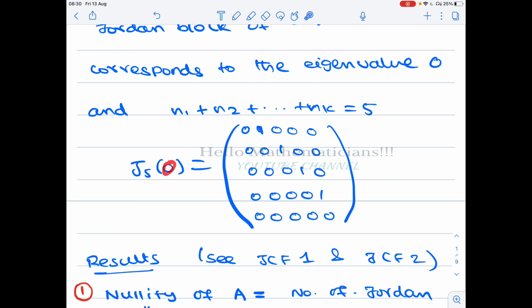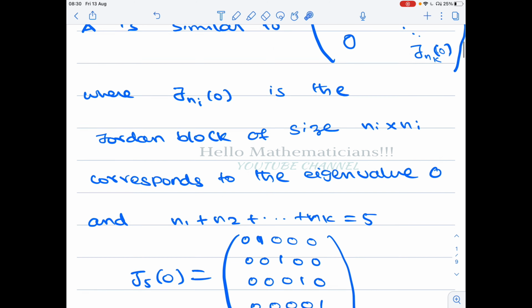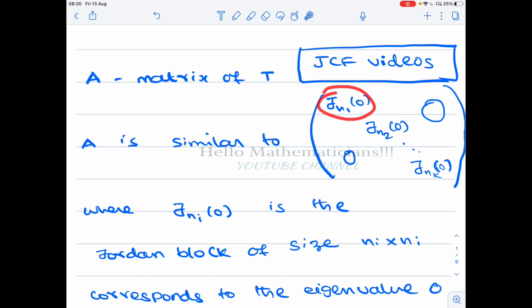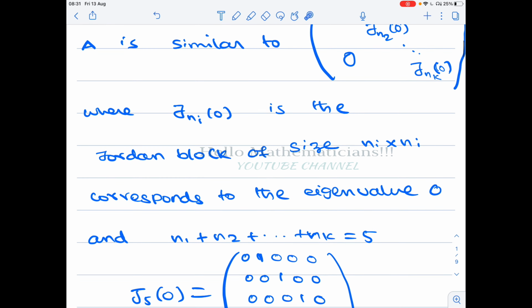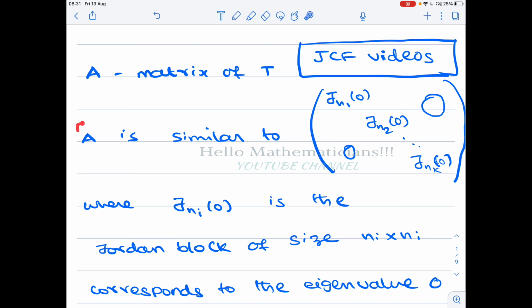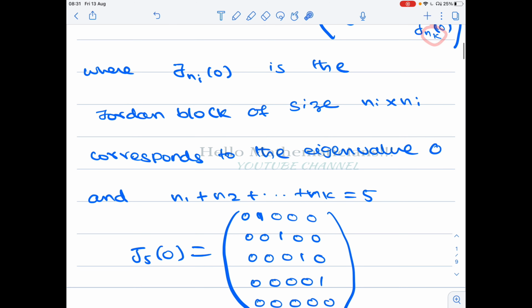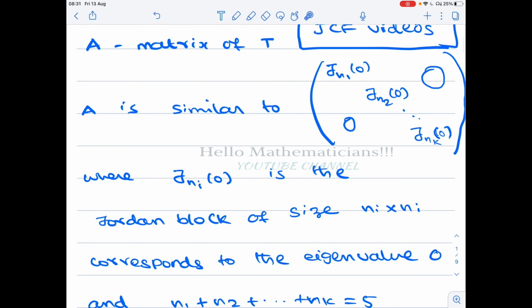Since it corresponds to 0, all the diagonals are 0. If it is a Jordan block corresponding to an eigenvalue lambda, then all the diagonal entries will be that lambda. That is what a Jordan block is. And a Jordan matrix is a diagonal block matrix in which each diagonal block is a Jordan block. With this understanding, we try to answer this question. A is a 5 by 5 matrix. Therefore, the sum of the sizes of the blocks should be equal to 5. For example, this can be a 2 by 2 block, or a 1 by 1 block, and so on.